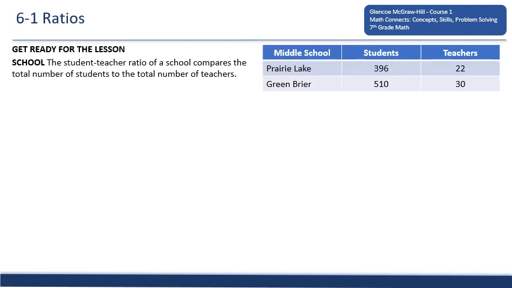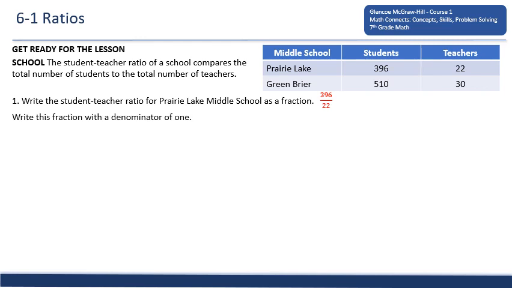The student-teacher ratio of a school compares the total number of students to the total number of teachers. So we have two schools with different amounts for students and teachers. Write the student-teacher ratio for Prairie Lake Middle School as a fraction. So it's student-teacher. So we're going to have students, 396, over teachers, 22, because it's students to teachers.